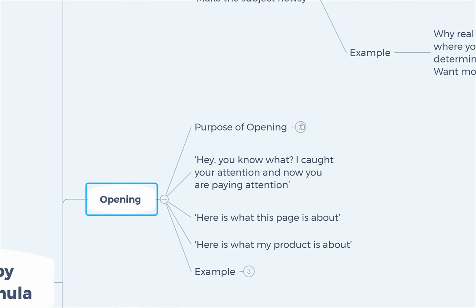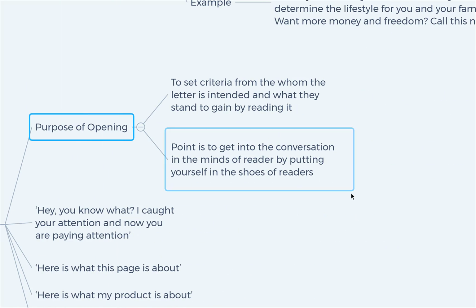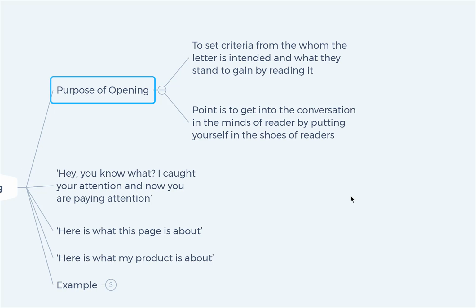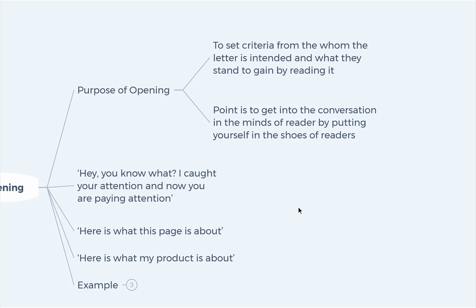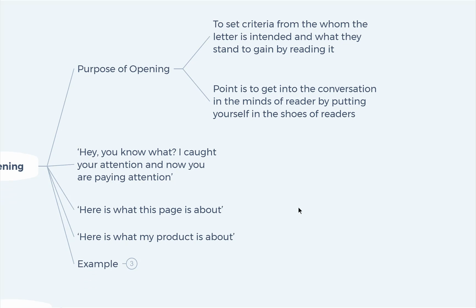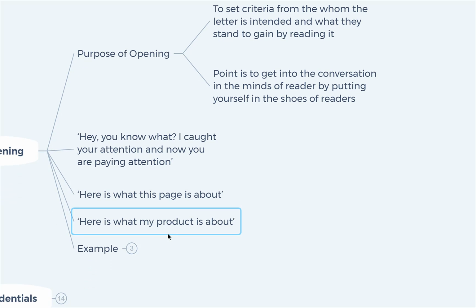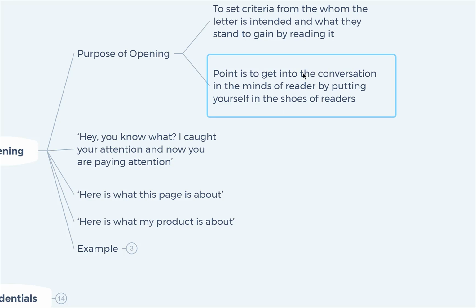Second component of this persuasive copy will be the opening. The purpose of the opening is to set criteria for whom the letter is intended and what they stand to gain by reading it. You, as a copywriter, want to implicitly tell readers that, hey, you know what? I caught your attention and now you are paying attention. The opening paragraph basically tells them, here's what this page is about, or here is what my product is about. The point is to get into the conversation in the minds of the buyer.